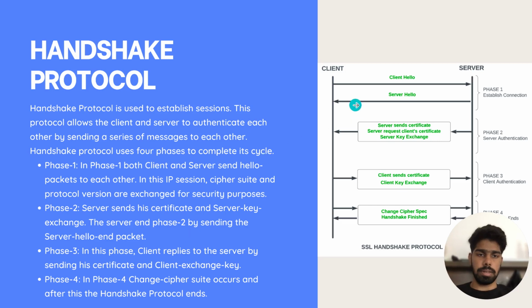So here is a diagram where the client sends the server a hello request and the server replies with all the information about the encryption algorithms they know. After that, the server sends a certificate and a server key exchange. The same thing is done by the client in phase 3. After this, the change cipher spec occurs and the handshake is finished. So the establishment of connection is fully done.